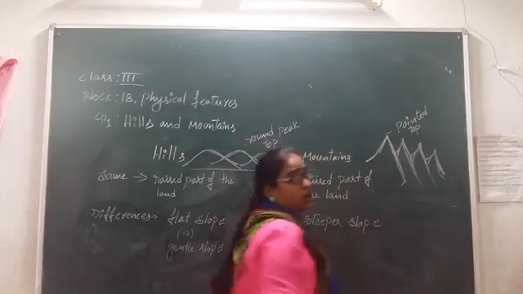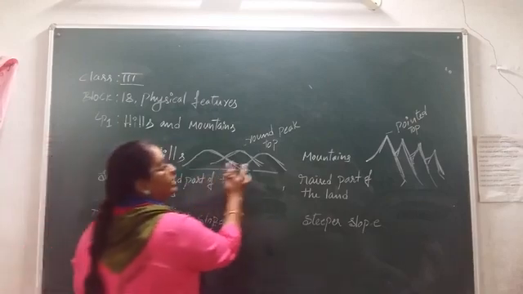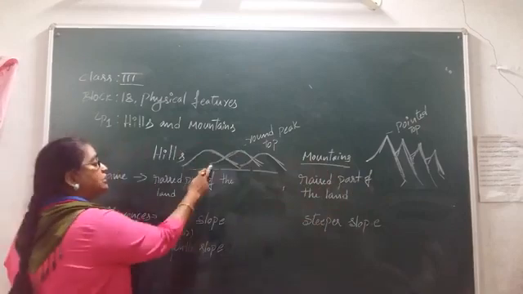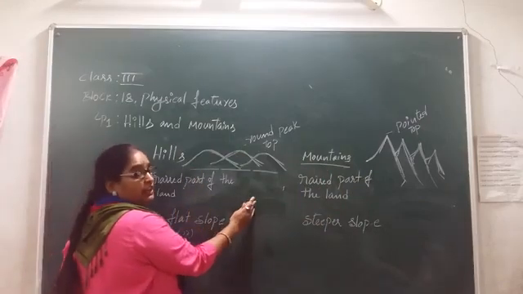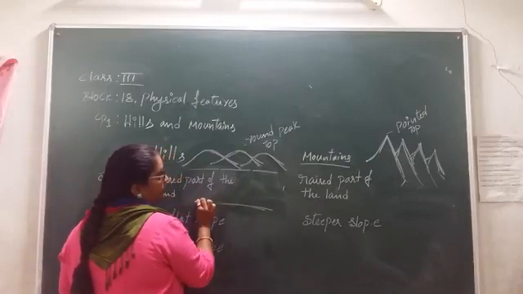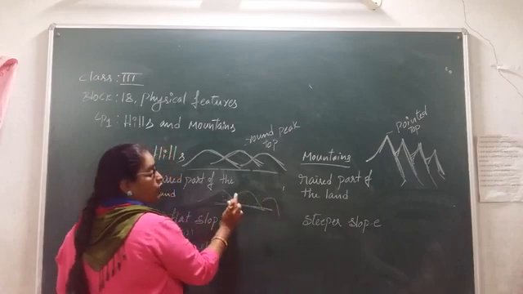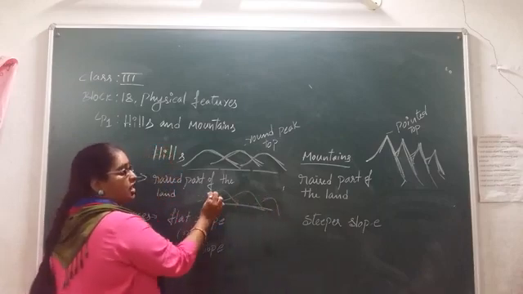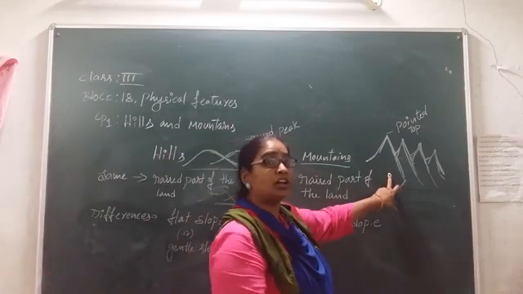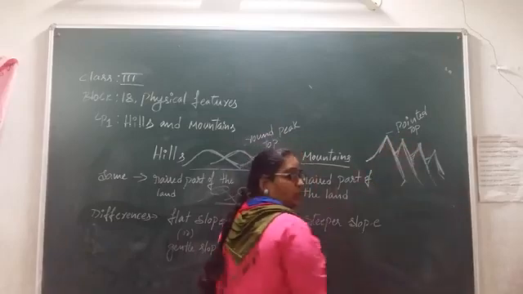Pointed or short tops. So this is the main difference between the hills and mountains. So what is the common thing first? They both are raised part of the land. For example, this is the surface of the land. If you observe these hills, they are raised above the land and they have a round top. And if you observe the mountains, these mountains are also raised part of the land, but they have pointed tops.